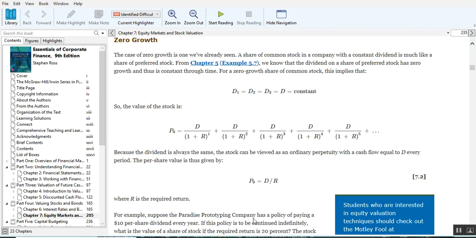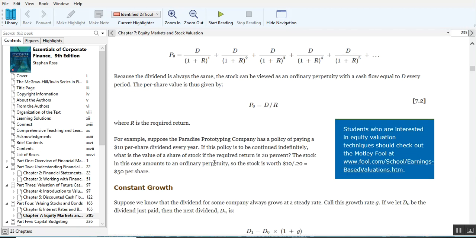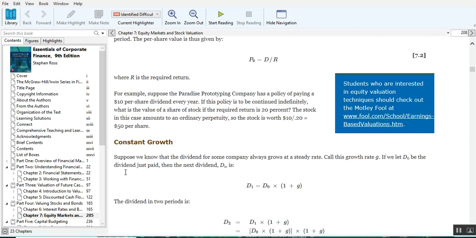So when we look at that, we could say that would work out the way this example is here. They show somebody who has a stock that's going to pay $10 per share. Required rate of return is 20%. Therefore, the price on that share would be $50. That's what the price would be.